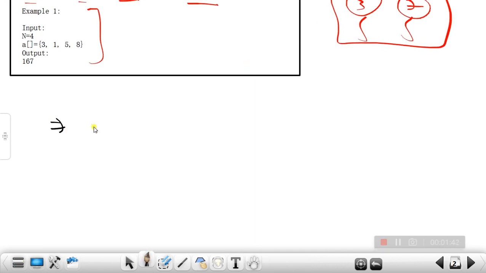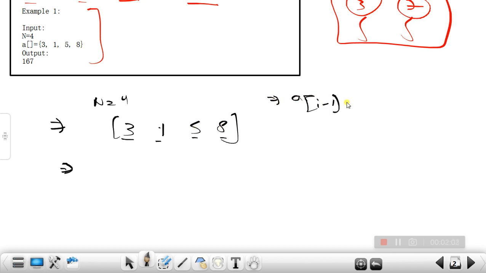The example has an array of size 4, and the array contains the values 3, 1, 5 and 8. So these are 4 balloons, and each balloon has this many coins associated with it. Now I can burst any of them, and when I burst a balloon, I will get the value a of i minus 1 multiplied with a of i multiplied with a of i plus 1. So if I burst this balloon, I will have the value 1 into 5 into 8.